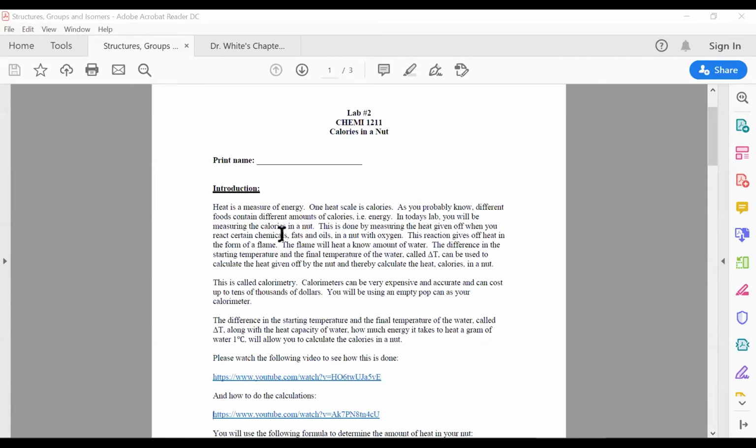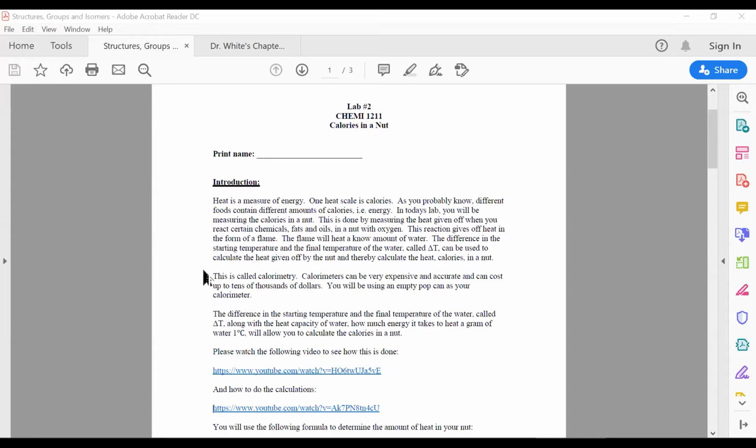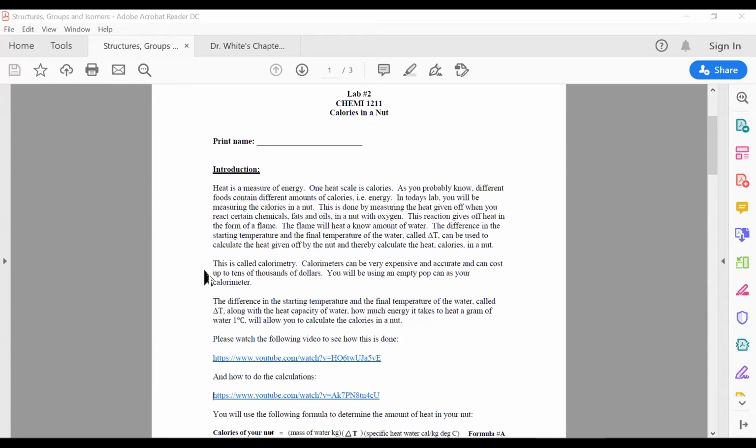All right. Now, how do you measure the calories in a nut? Well, you react certain chemicals. The main calories are fats and oils in a nut, which react with oxygen. We call this combustion. This reaction gives off heat in the form of a flame, and the flame will heat a certain amount of water. The difference in temperatures when you start and finish is called delta T and can be used to calculate the heat given off by the nut, otherwise known as the calories in a nut. What you use to capture the heat is called a calorimeter.